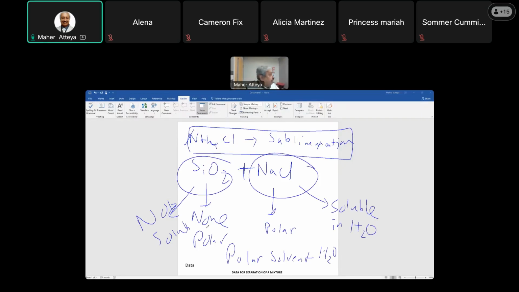So we can separate the first one by sublimation, by heating. It sublimes at a temperature maybe 300 degrees or something, 340 degrees. And then for the solubility, after cooling everything, we add the H2O to this solid. Sodium chloride will dissolve in the solution. Sand will remain as is.